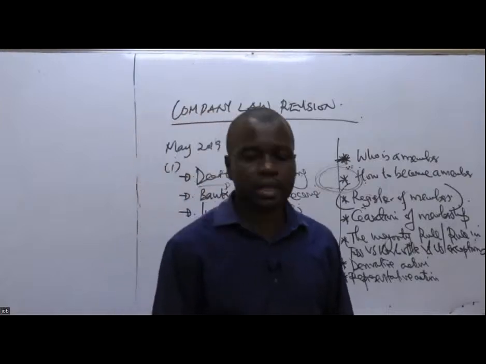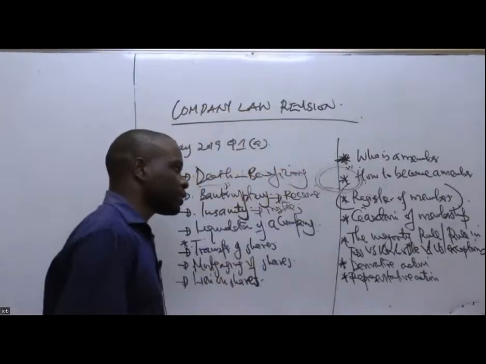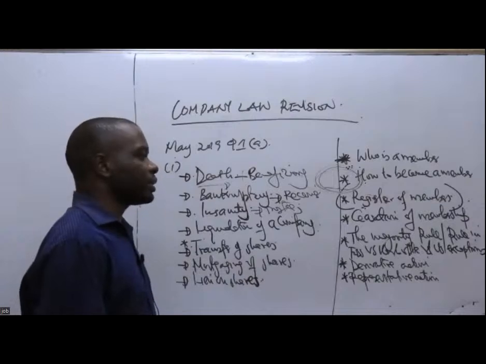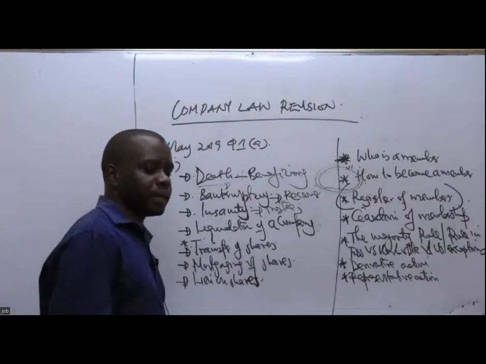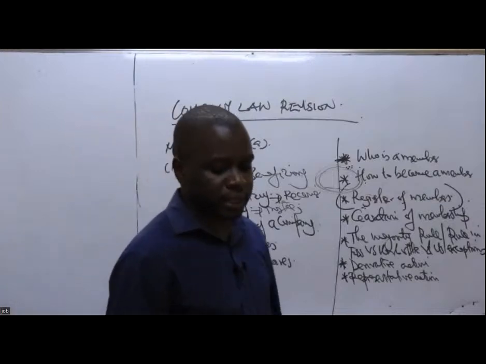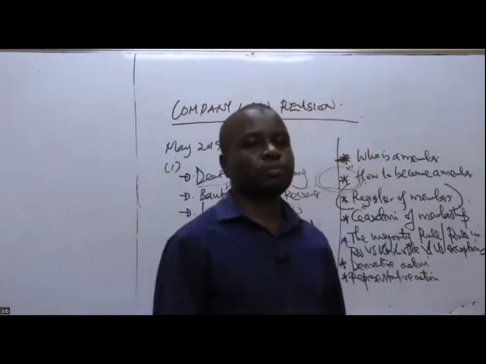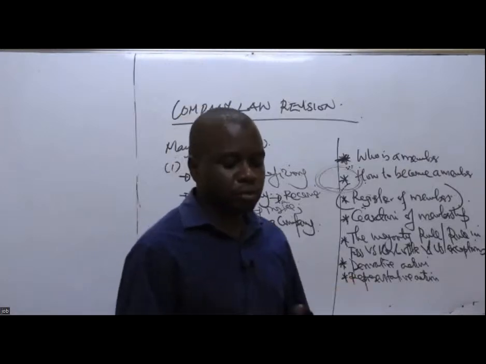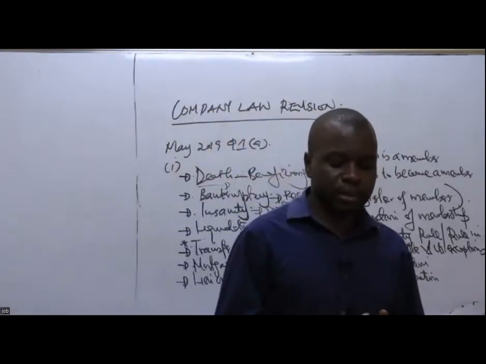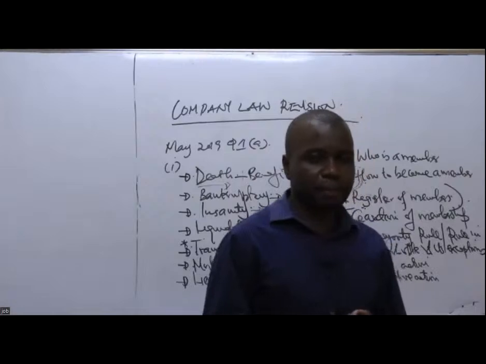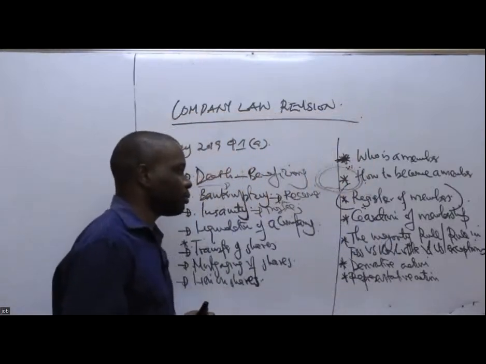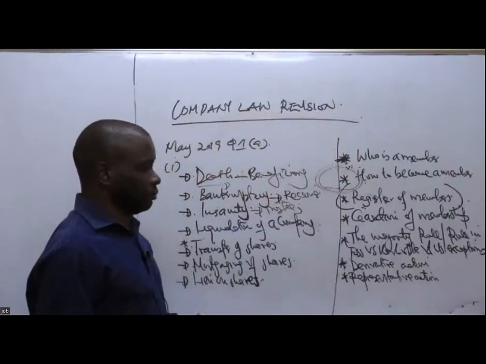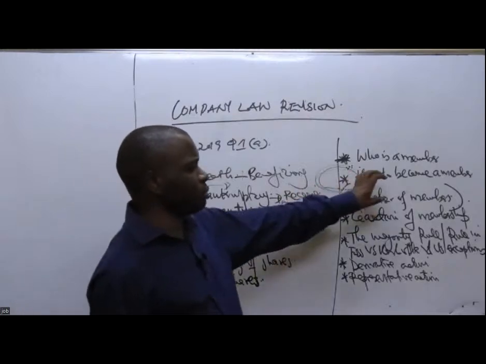So for example, if you have gone ahead to participate in the activities of the company, yet your name appears in the register of members by mistake, during that particular period you participated, for example, in attending meetings or doing anything to do with the company, it simply means that you can't deny that you are a member of the company. So that is how you can become a member of a company.